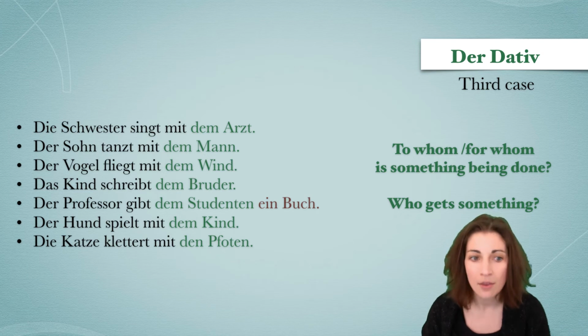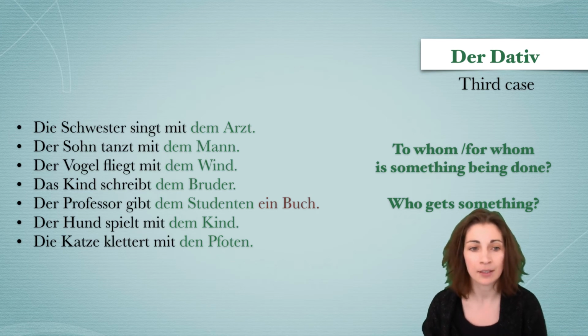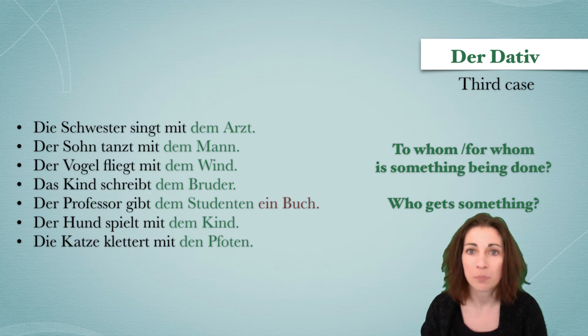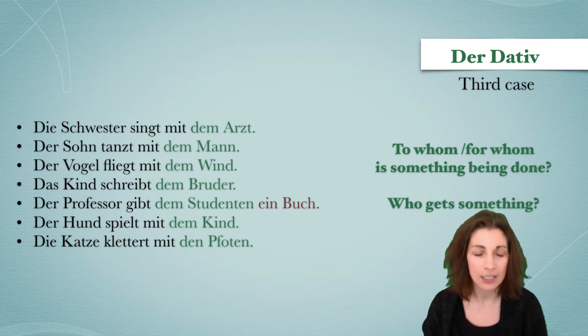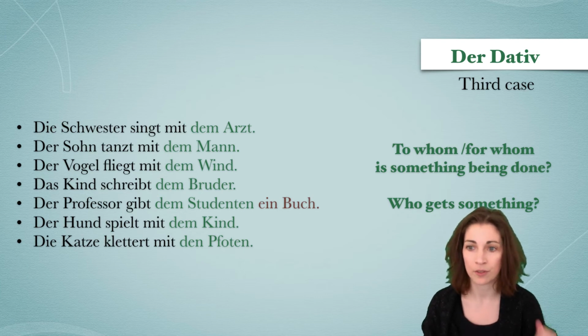And then we have other examples with mit. Mit means with. Der Hund spielt mit dem Kind. The dog plays with the child. Die Katze klettert mit den Pfoten. So the cat is climbing with its paws. Der Sohn tanzt mit dem Mann. The son dances with the man. Der Vogel fliegt mit dem Wind. The bird flies with the wind. So you can ask to whom, for whom is something being done, who gets something.